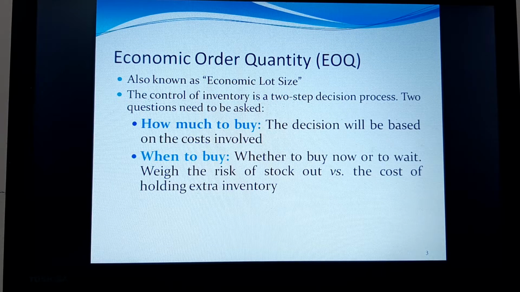It is with regard to the inventory that we are going to deal with. The two questions that we generally ask are, the first one, how much to buy. This decision is generally based on the costs involved in the purchase. The second important question is when to buy it, whether to buy it now or just wait to buy the commodities. There is obviously a high risk in this second choice, because if you wait to buy the stock, there will be a risk of stock out.